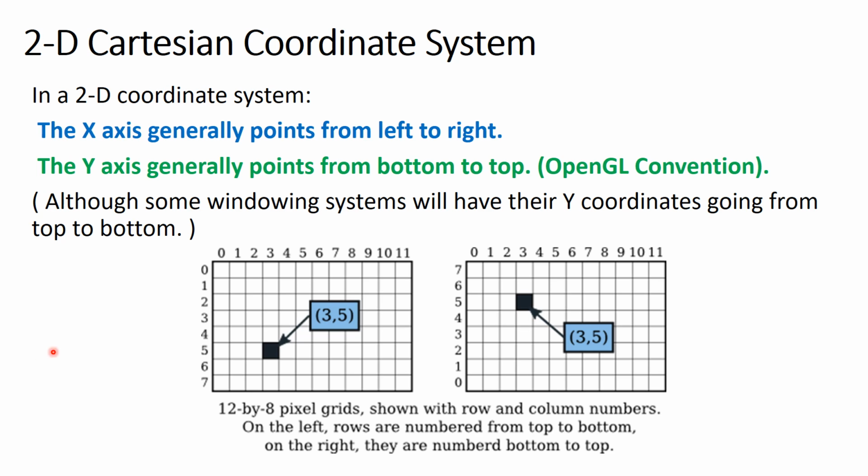2D Cartesian coordinate system. The x-axis points from left to right, and the y-axis points from bottom to top. But sometimes the y-axis goes from top to bottom. This figure shows the differences when the y coordinate goes from bottom to top and when it goes from top to bottom. But in both cases, the x-axis points from left to right.